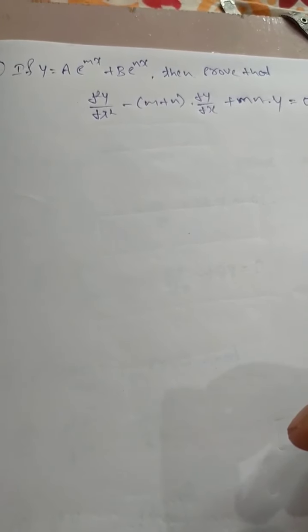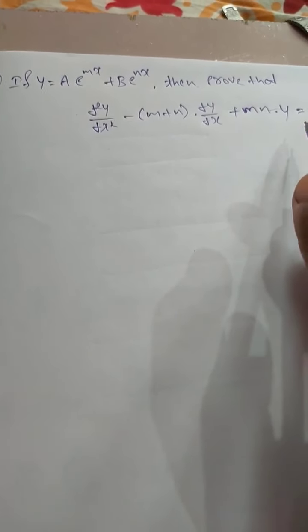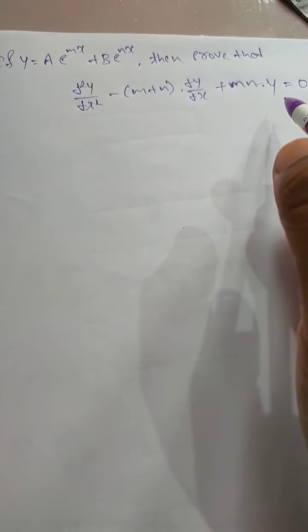Students, now we'll go for the next problem. The next problem is: if y is equal to a e to the power of mx plus b e to the power of nx, then prove that d square y by dx square minus (m plus n) into dy by dx plus mn into y is equal to 0. This is the given problem. Now this problem also we are solving by using method 1.